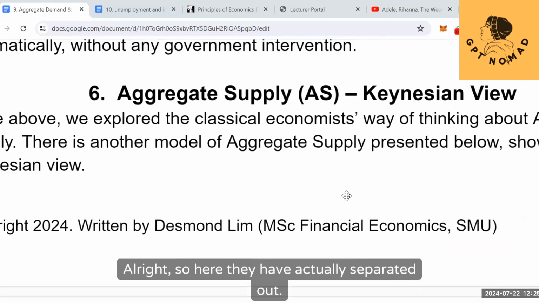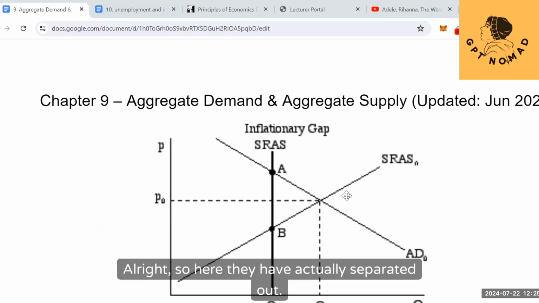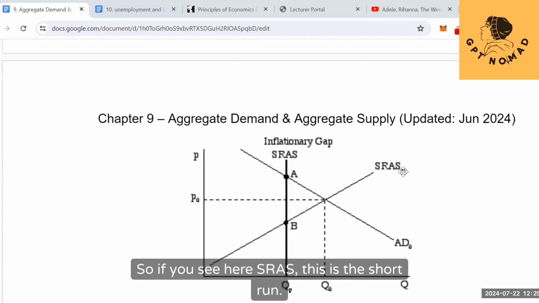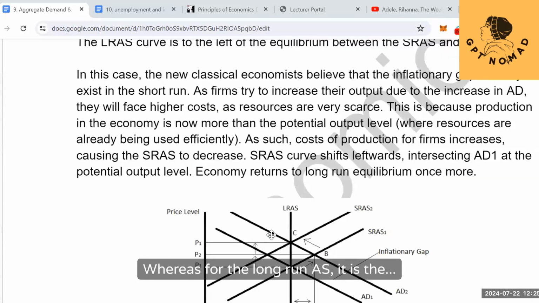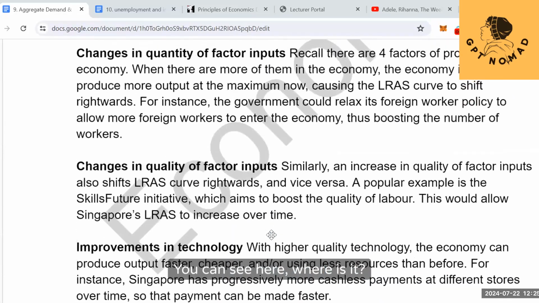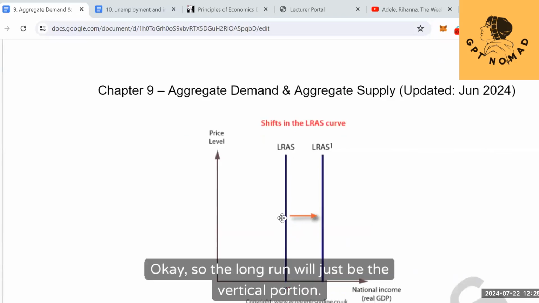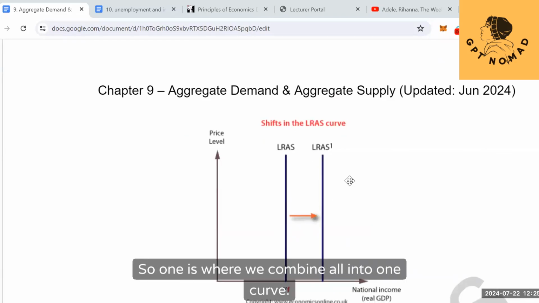Here they have actually separated them out. If you see here SRAS, this is the short run, so we will just draw the upward sloping curve, because it's just the upward sloping portion. Whereas for the long run AS, you can see here, this one, the long run will just be the vertical portion. So there are two versions: one where we combine all into one curve, the other where we split into two curves. This is a different way of drawing.